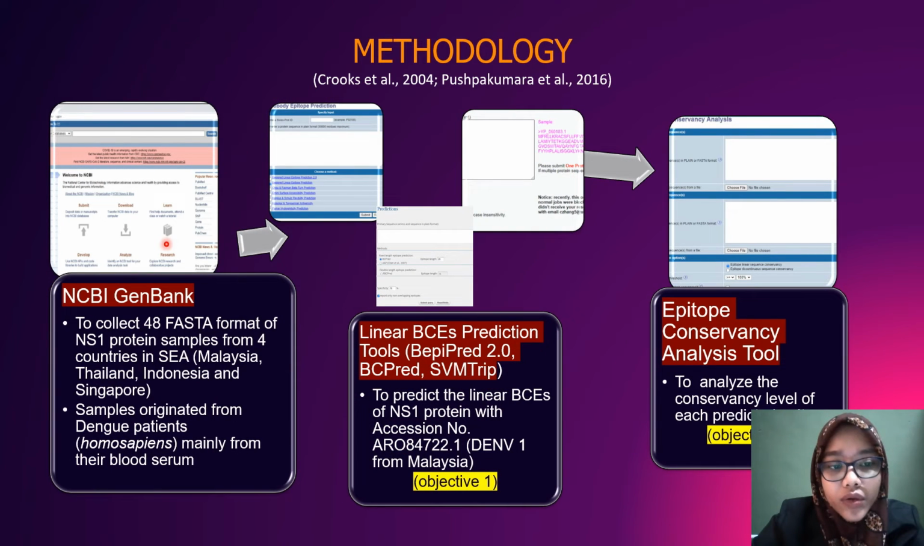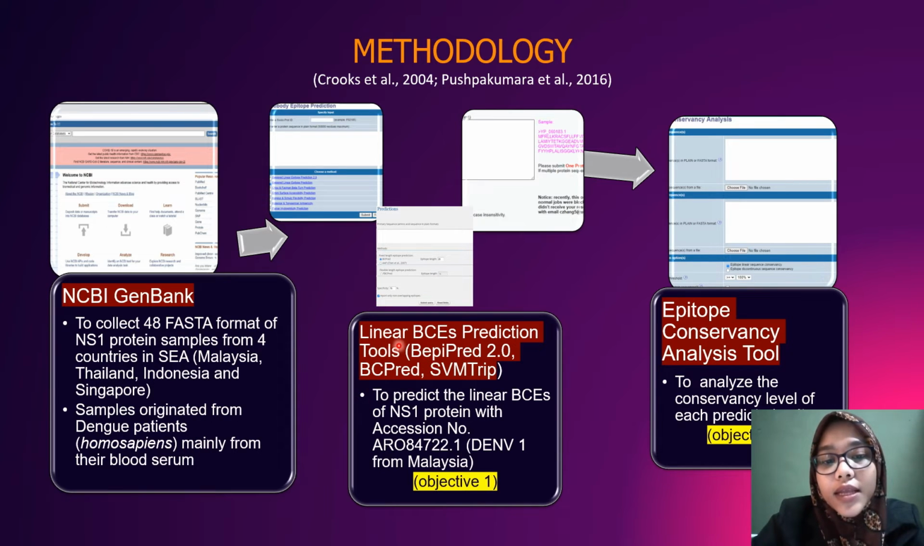Move on to the methodology. First, I went to the NCBI GenBank to collect 48 FASTA format NS1 protein samples from 4 countries in Southeast Asia, including Malaysia, Thailand, Indonesia, and Singapore. The samples of NS1 protein originated from dengue patients, mostly from their blood serum.